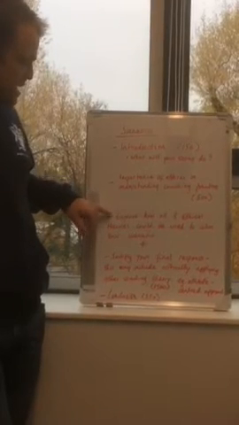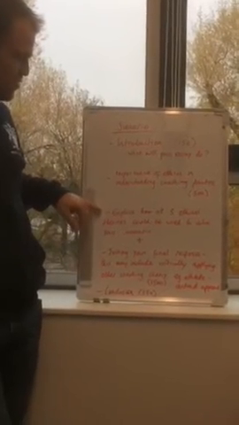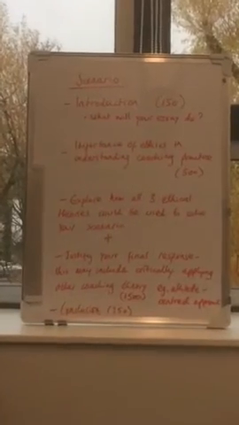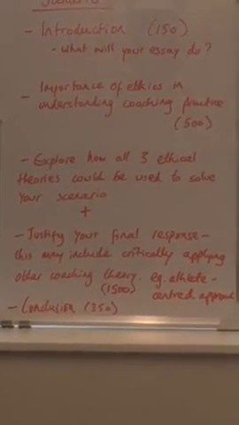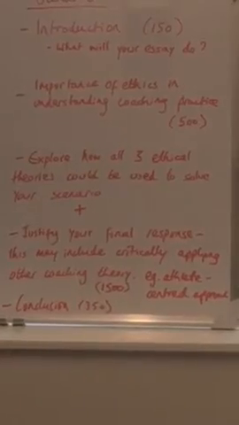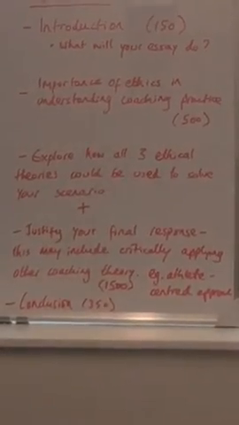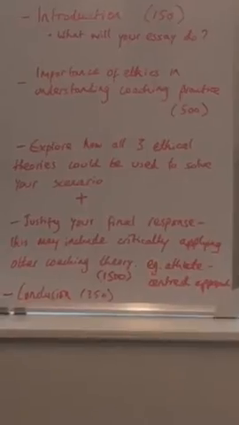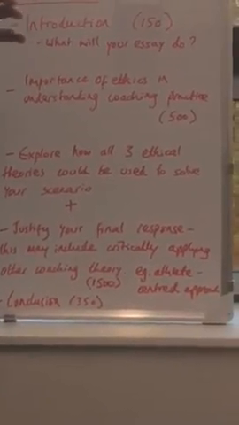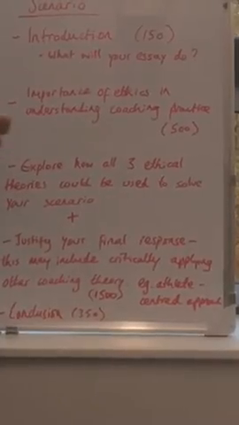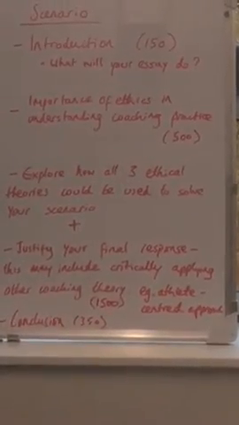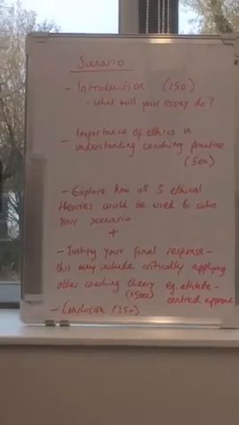The main body of the essay is going to be these two bits here. So first of all, explore how all three ethical theories that you've looked at with Emily could be used to help solve your scenario. Okay, so we're not asking you just to use one. We want you to dip into each of the three theories and say, right, for example, from a utilitarian perspective, we might approach this scenario in X way. It would give us these types of outcomes, and then go through the other two theories.